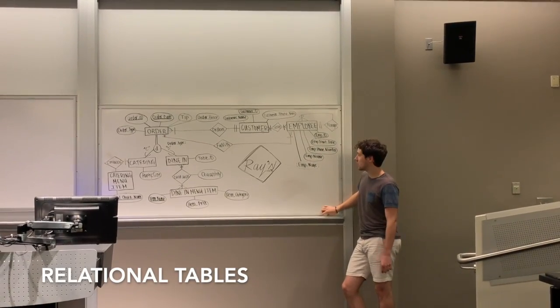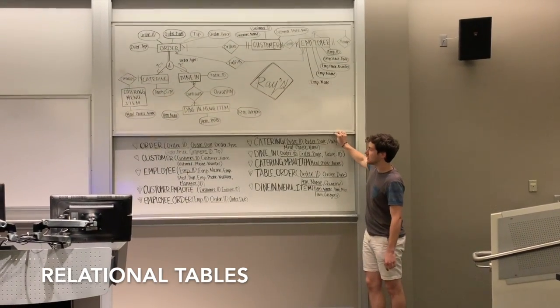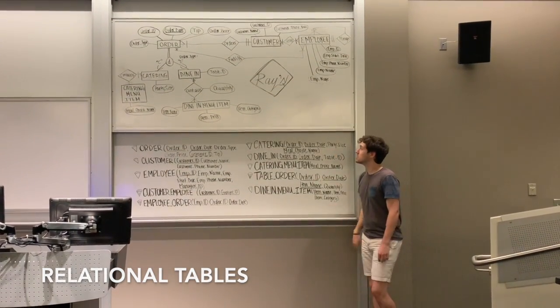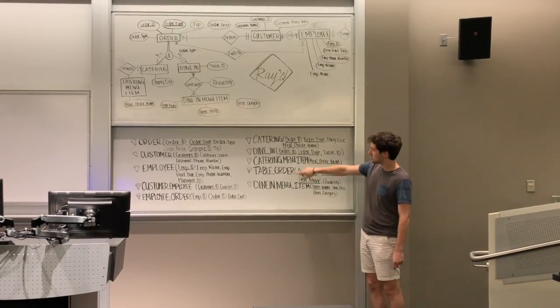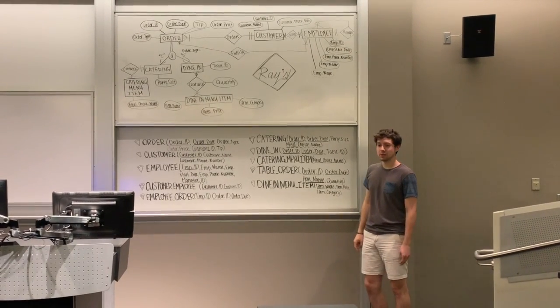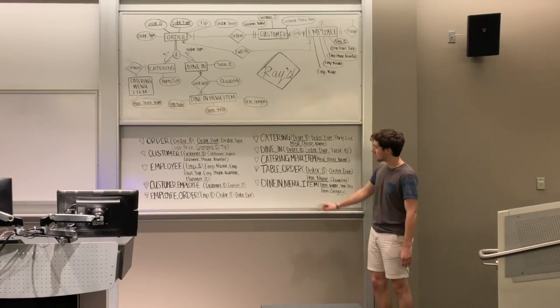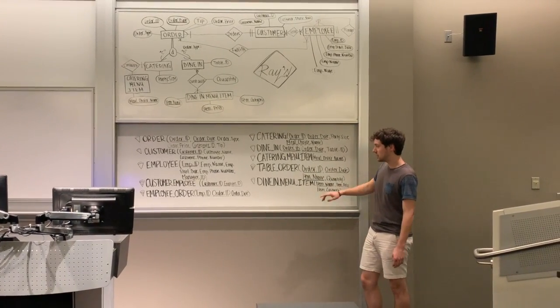So the next part in creating a database is converting our ER diagram into tables. From our ER diagram, we got 10 tables. We had 7 entities, and then we had 3 many-to-many relationships that got converted into tables. So we're going to focus on the many-to-many relationships.